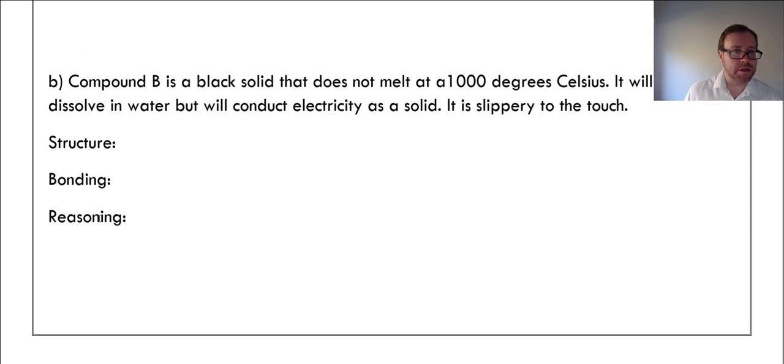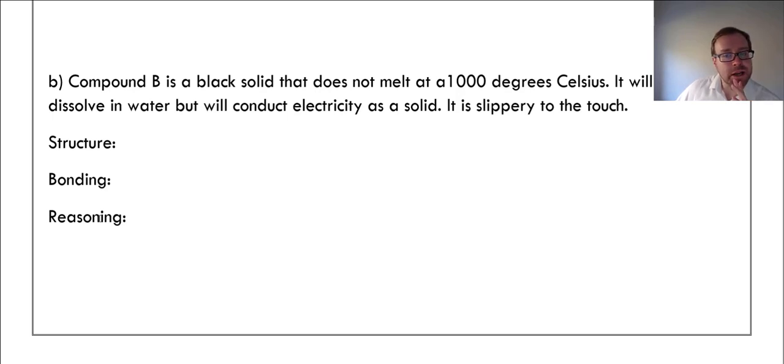So, compound B is a black solid that does not melt at 1000 degrees Celsius, hence a high melting point. It will not dissolve in water but will conduct electricity as a solid. And another property, it is slippery to touch. Right, wow. This one's a bit of a tricky one. Yeah, it's a black solid. Okay, got a high melting point. So it could be giant covalent, giant ionic, or giant metallic.